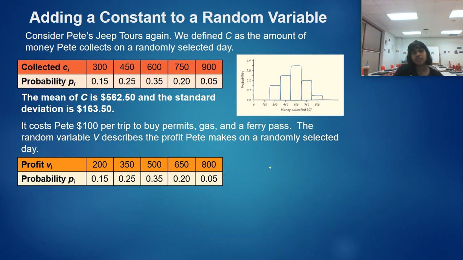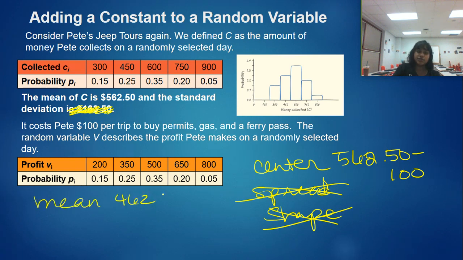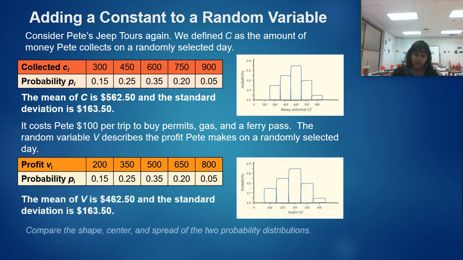Well, what do we know about addition and subtraction? It can affect the center, but it will not affect the spread, and nothing ever affects the shape, at least as far as we know. So we're not going to look at spread or shape. I'm going to assume that my standard deviation stays the same, and the only thing I'm going to do is change the mean by subtracting 100. So I'm going to assume that this mean is 462.50, and its standard deviation did not change, and it's still going to be 163.50, I think. These are my assumptions, so let's check using the actual math, and ta-da, there it is.